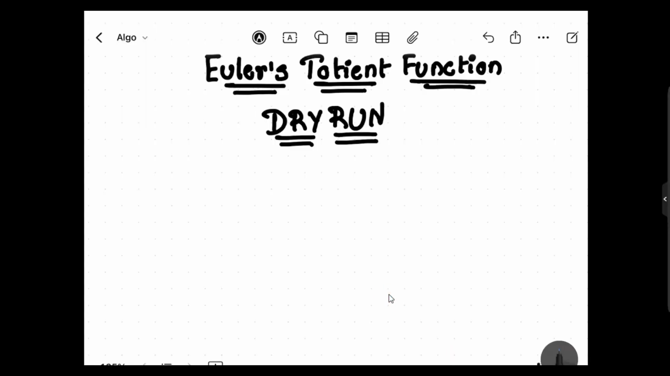Let's dry run the code, by considering the same example that we have considered within the code. So n, let's consider this one, 10. For result, I'll just go with 10 as well. So n is 10, result is 10.